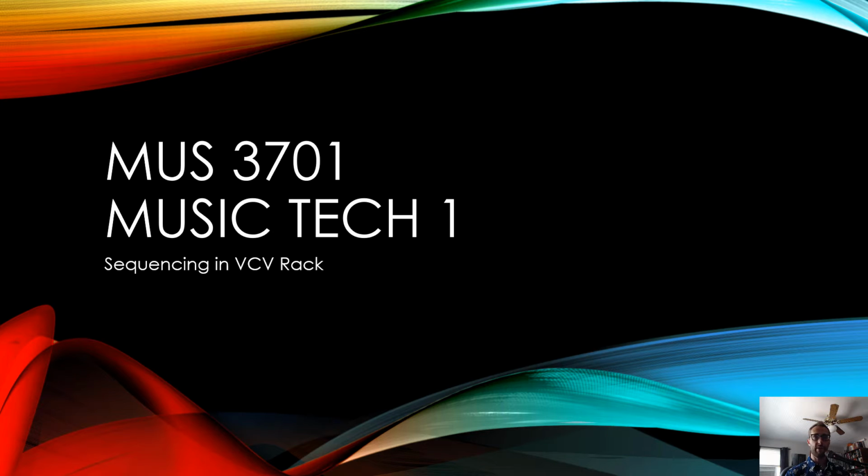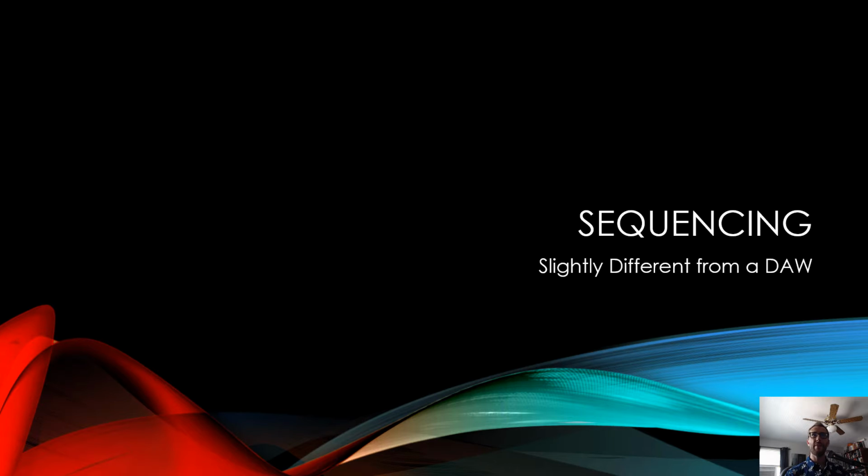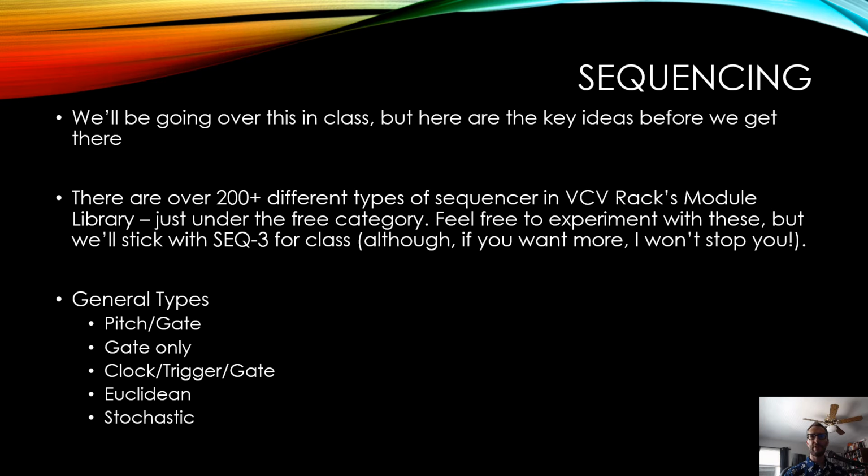All right, let's talk about sequencing in VCV Rack. Just be aware that this is going to be different from your DAW. By default, it doesn't have a piano roll sequencer in there, although you can download one from the VCV library. But a couple key ideas to get before we talk about this in class.